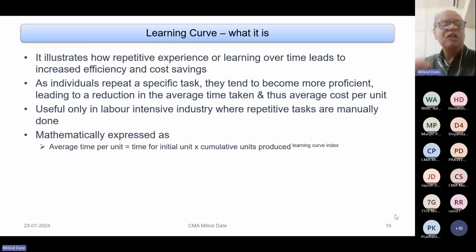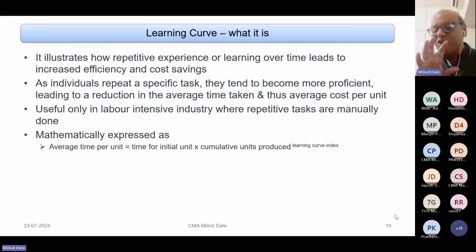Mathematically put, of course, average time taken per unit will be nothing but time taken for the first unit, multiplied by total number of units produced raised to the learning curve index. Could be 80%, could be 90%, could be 95%, whatever.